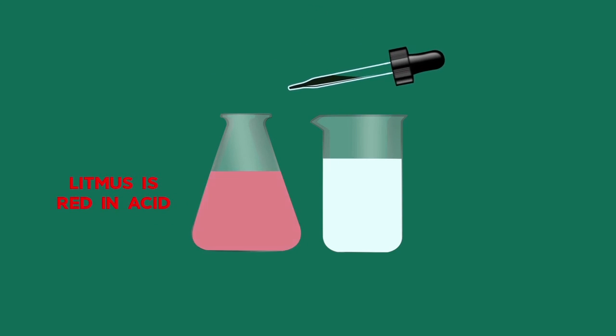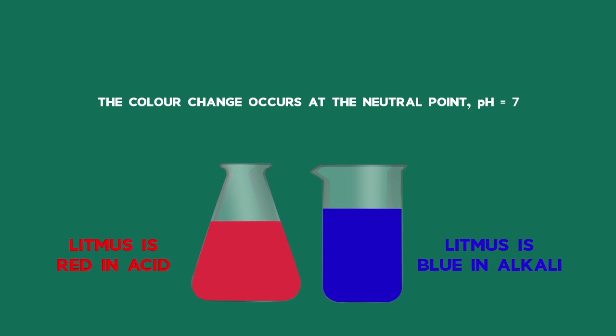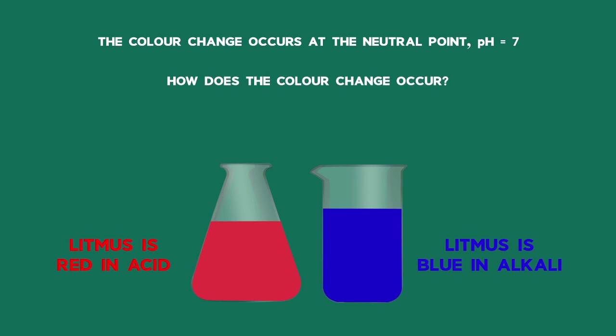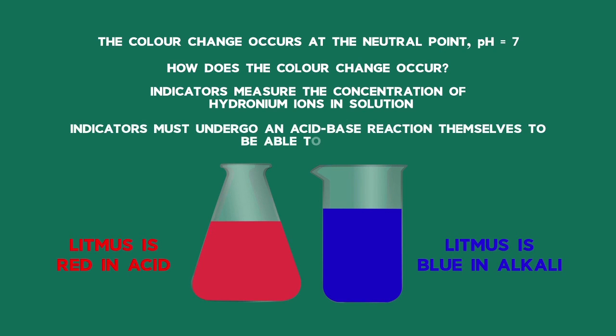Litmus is red in acid and blue in base. The color change occurs at the neutral point, pH equals 7. How does the color change occur? Think about this idea. Indicators measure the concentration of hydronium ions in solution. Indicators must be undergoing an acid-base reaction themselves to be able to do this.